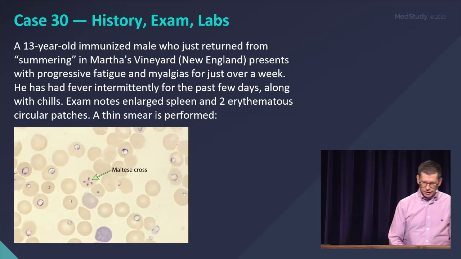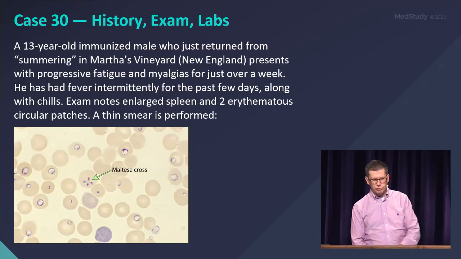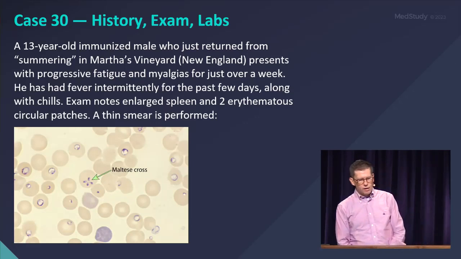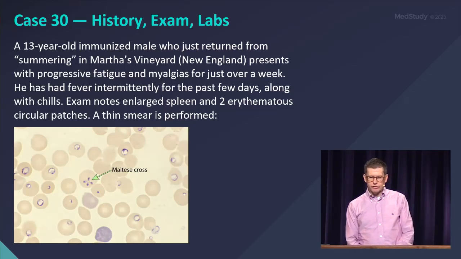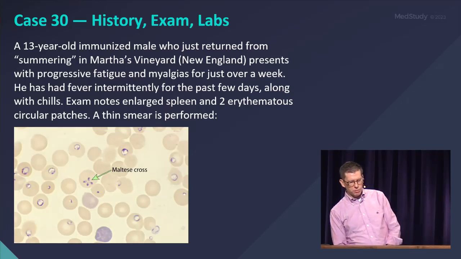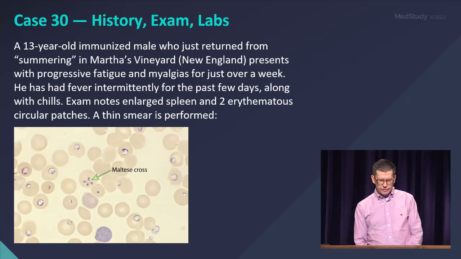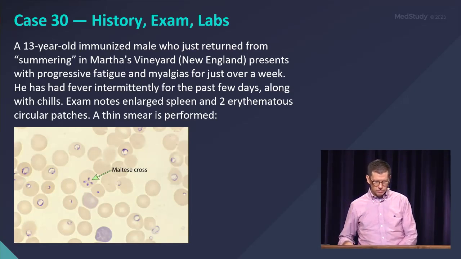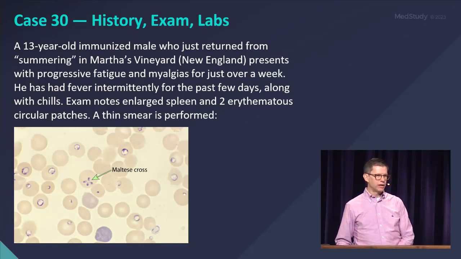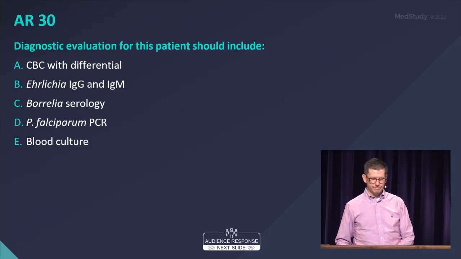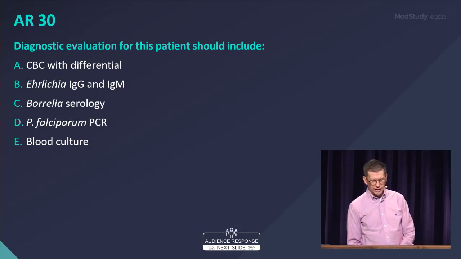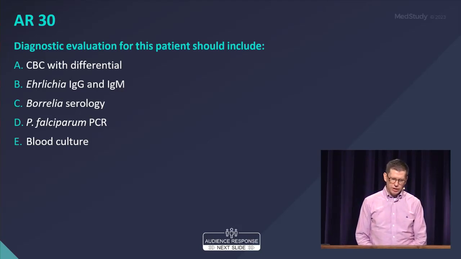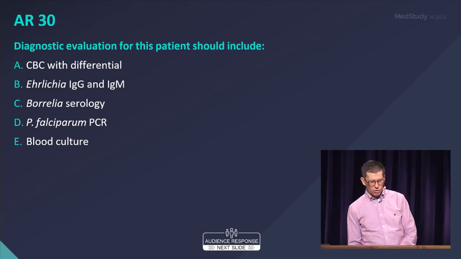All right, case 30. A 13-year-old immunized male who just returned from summering in Martha's Vineyard in New England presents with progressive fatigue and myalgias for just over 1 week. He's had fever intermittently for the past few days, along with chills. Exam notes an enlarged spleen and 2 erythematous circular patches. A thin smear is performed, and you see this. The arrow and the name will not appear on the actual thin smear. The diagnostic evaluation for this patient should include what? A, CBC with diff, B, Ehrlichia IgG and IgM, C, Borrelia serology, D, P. falciparum PCR, or E, a blood culture.